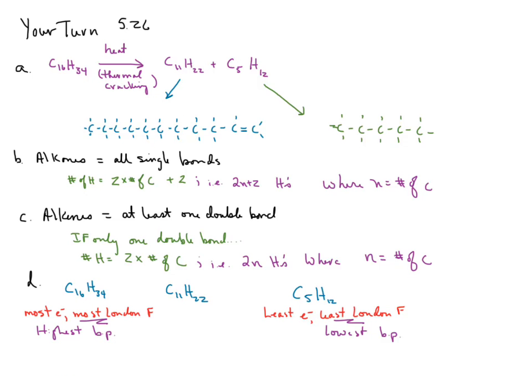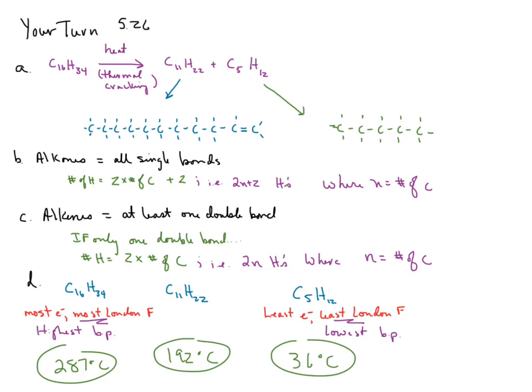And then it said go ahead and look them up on the internet, and I did. So yes, the hydrocarbon with 16 carbons has a boiling point temperature of 287 degrees Celsius, whereas the pentane has a boiling point temperature of only 36 degrees Celsius.